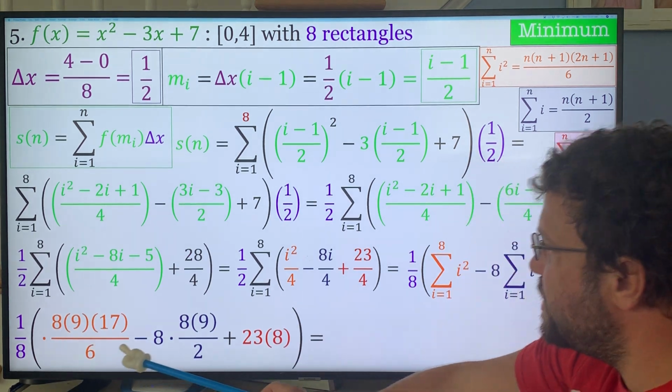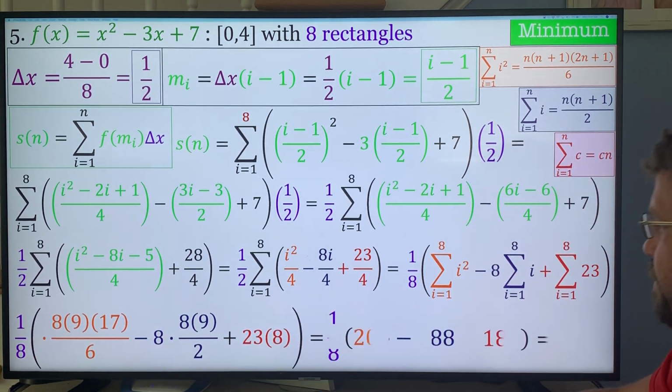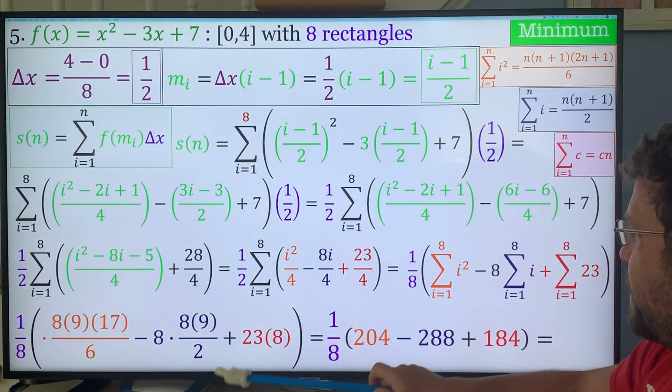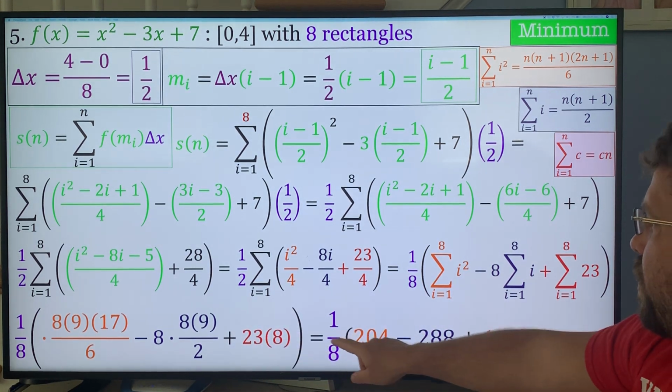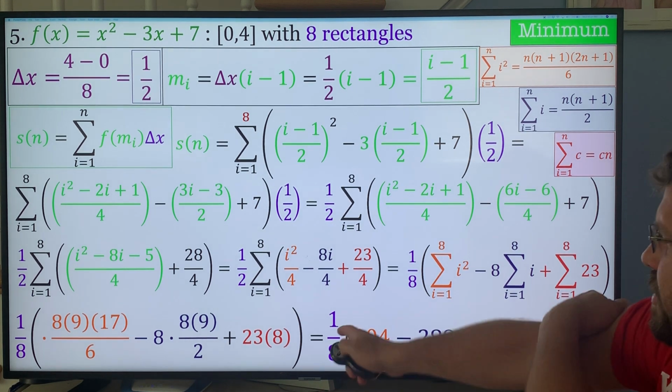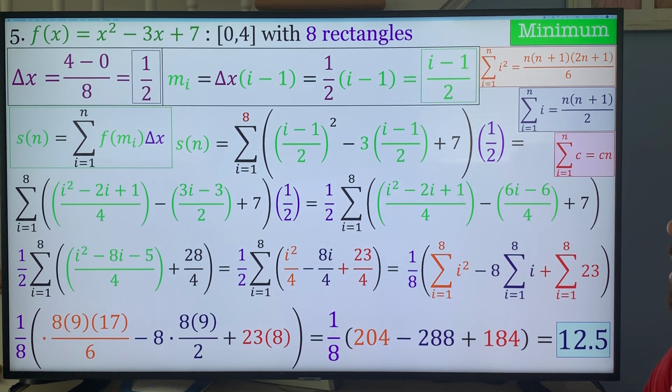Multiply this out, divide by 6, multiply this out, multiply that out. You get 204 minus 288 plus 184. 1/8 of all that, 12.5. Got it. Don't forget the 1/8. You pull it out, you got to put it back in.